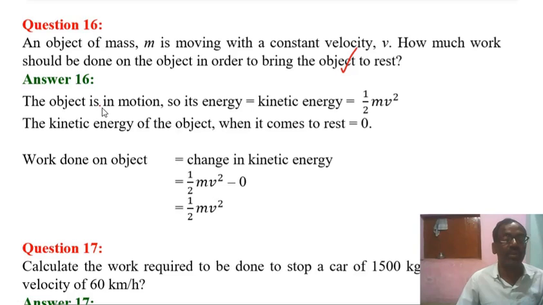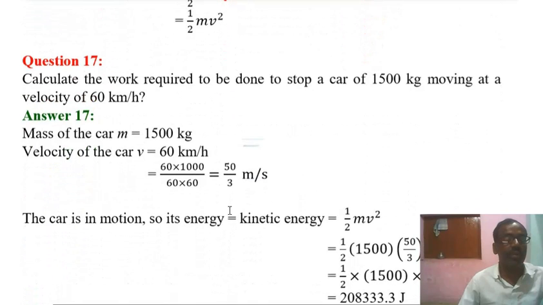Let's see. The object is in motion, so its energy is kinetic energy, equal to 1/2 mv squared. The kinetic energy of the object when it comes to rest is 0. So the work done on the object equals the change in kinetic energy, which is 1/2 mv squared minus 0, that is 1/2 mv squared. Let's see question number 17.